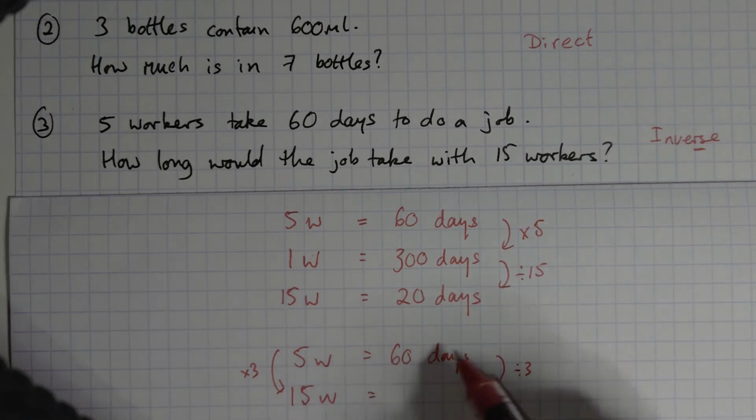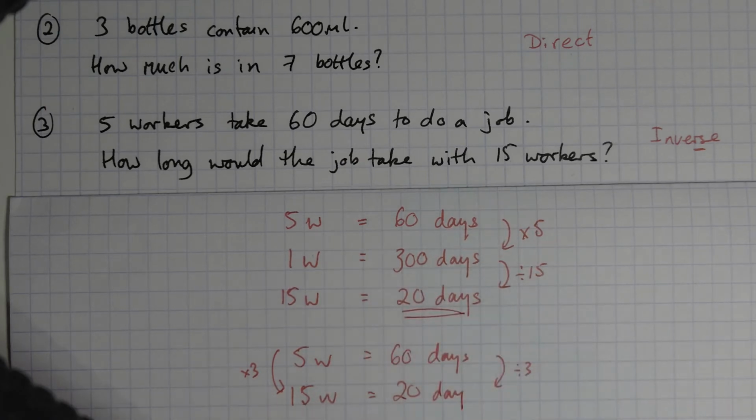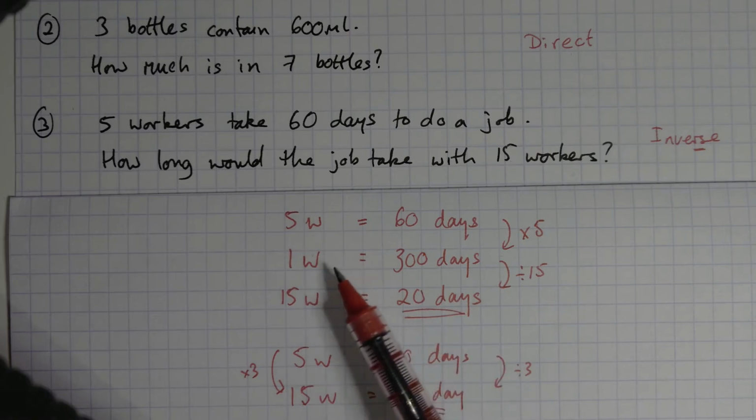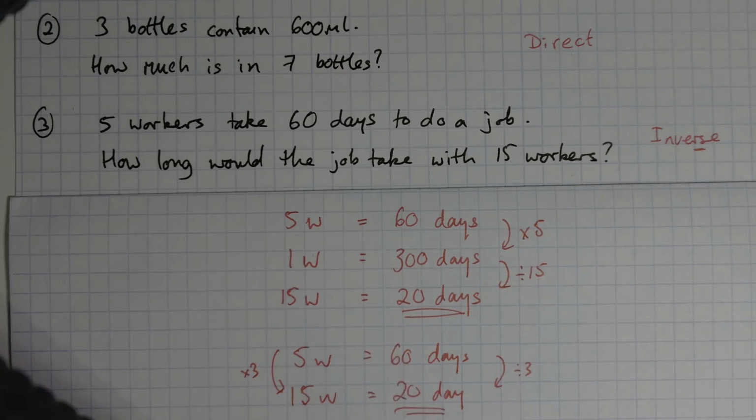So 60 divided by 3 is 20. And notice we've got the same answer, because that was the correct answer there. But we've done it much faster because we noticed this little shortcut that it was 3 times as many people. But you don't have to notice it. This method where you take it down to 1 first will always work. I'll show you another example that's like this, that's inverse.